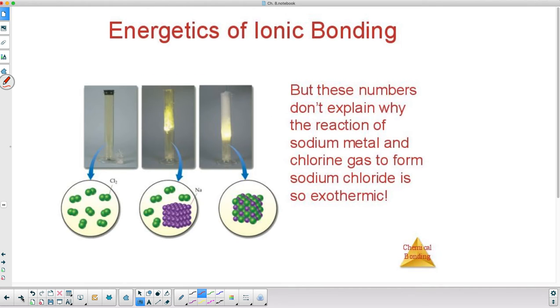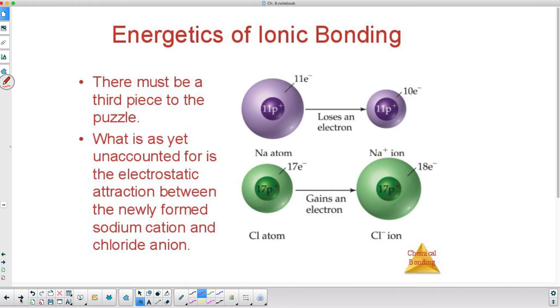So as far as the ionic bonding goes, these numbers don't explain why the reaction of sodium metal and chlorine gas to form sodium chloride is so exothermic. So you have this happening all over the place. You have chlorine gas, then you have sodium, and then how does it get together? So there must obviously be a third piece of the puzzle. What is yet unaccounted for is the electrostatic attraction between the newly formed sodium cation and chlorine anion.